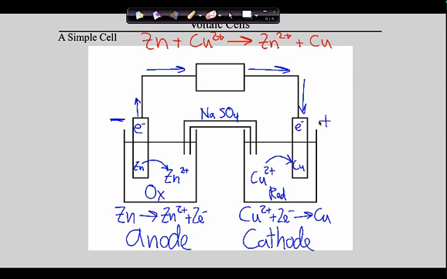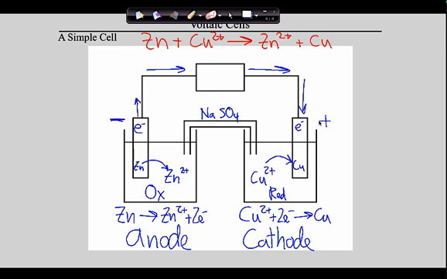Guys, electricity does not flow from positive to negative. It flows from negative to positive. Doesn't that make sense, though? If electricity is a flow of electrons, and if electrons are negative, there are physically more electrons on the negative side than there are on the positive side, and so electrons flow from negative to positive. Does that make sense?